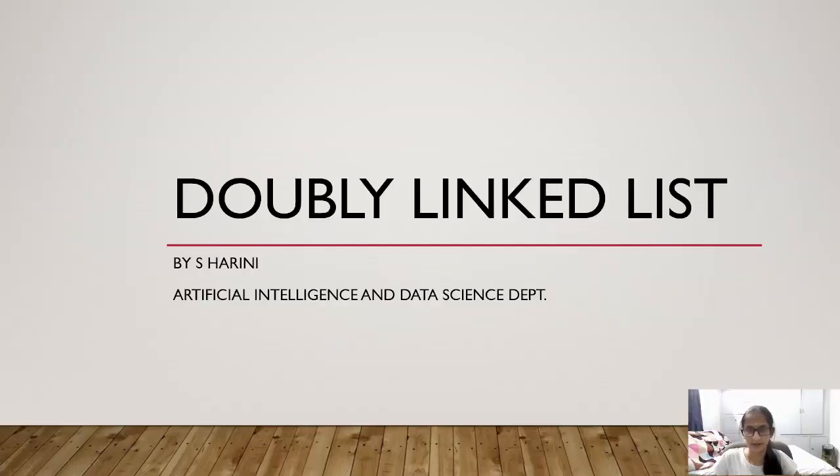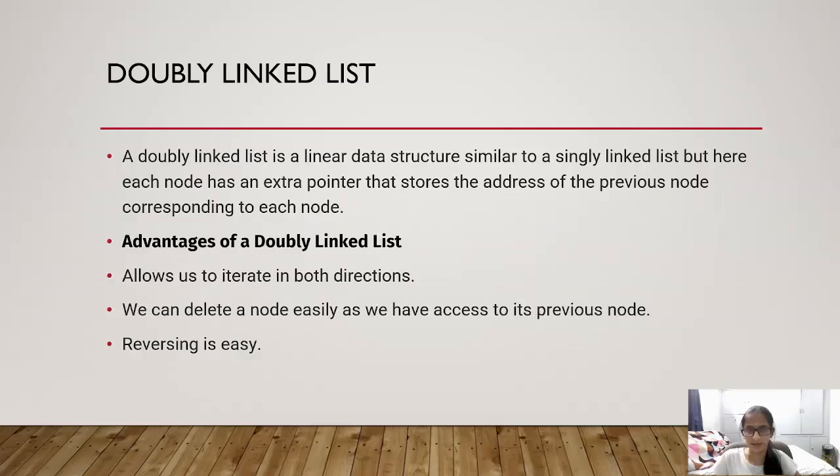In this video, we'll be learning about how to implement a doubly linked list using C. A doubly linked list is a linear data structure similar to a singly linked list, but here each node has an extra pointer that stores the address of the previous node corresponding to each node.